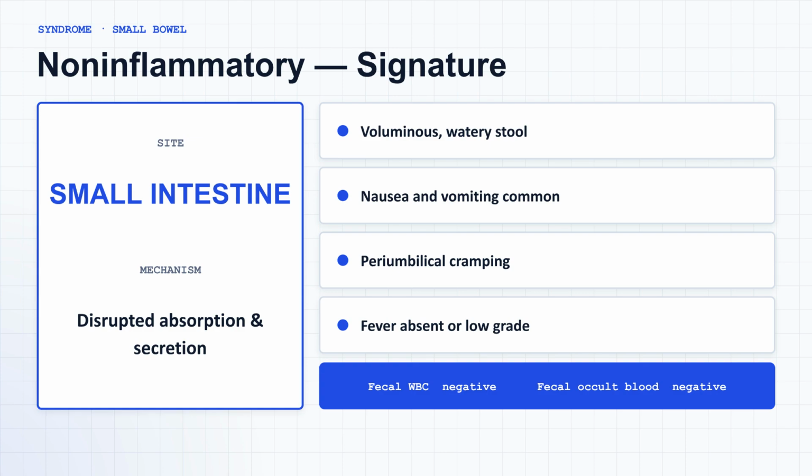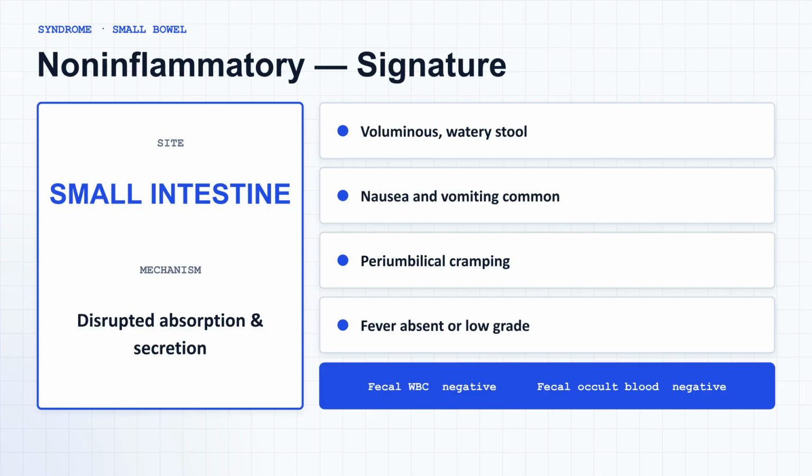Let us lock in the non-inflammatory picture before we name organisms. The lesion is in the small intestine. Absorption and secretion are disrupted, but the lining stays intact. So the stools are voluminous and watery. Nausea and vomiting are common and often prominent. Fever is usually absent or low grade. Cramping is periumbilical rather than low in the abdomen. And both stool tests are negative. Fecal white blood cells and fecal occult blood.